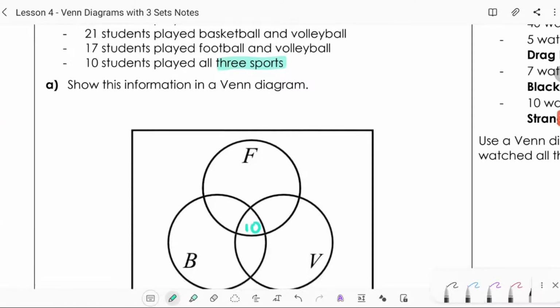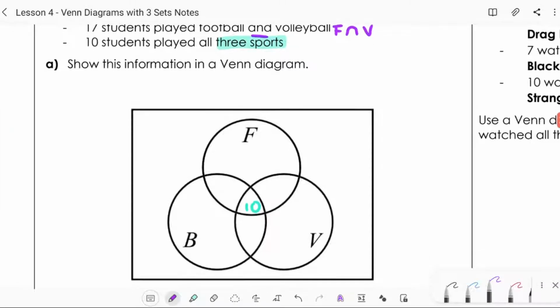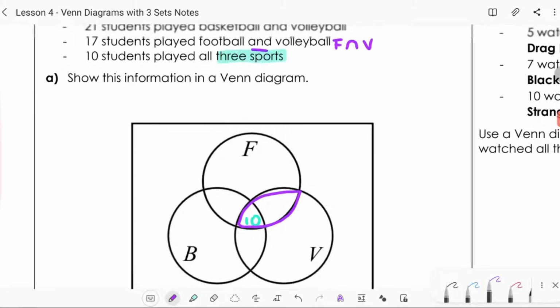Next, 17 students played football and volleyball, right? A reminder, a good way to think of this: football intersect volleyball. I know I'm not asking you to define the sets, but it's always good to think about what we're actually talking about and how we could write that in set notation. So football and volleyball, I'm talking about this section here, the intersection of football and volleyball. If 10 already play all 3, I'm left with 7 for just football and volleyball.